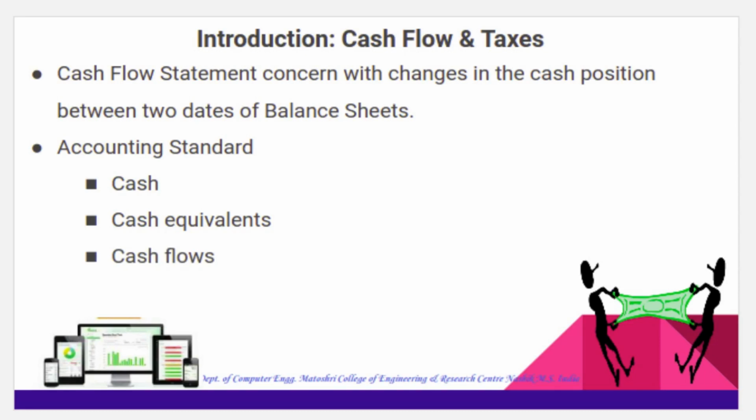This includes inflows and outflows of cash and cash equivalents. If the effect of transactions results in the increase of the cash and its equivalent, it is called an inflow or source, and if it results in decrease of total cash, it is known as outflow.